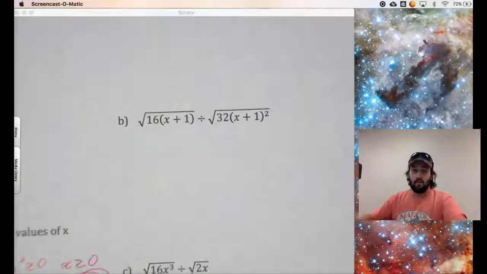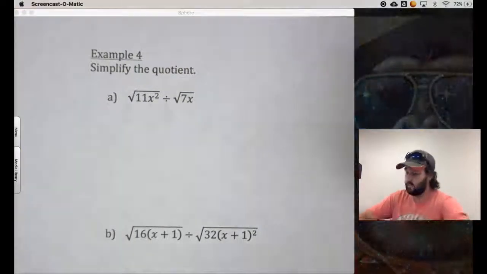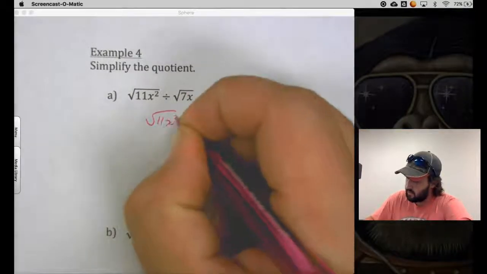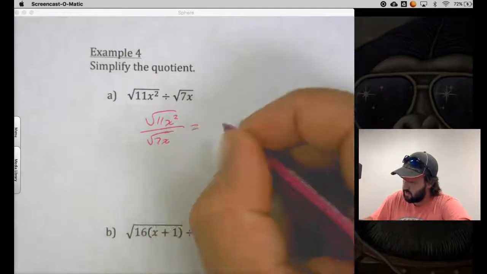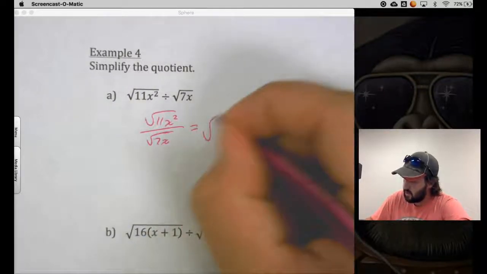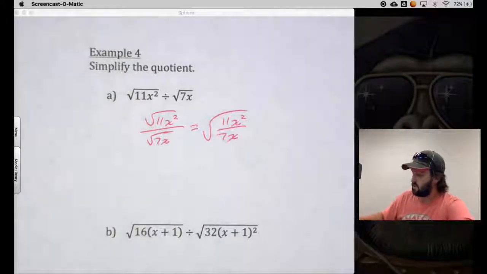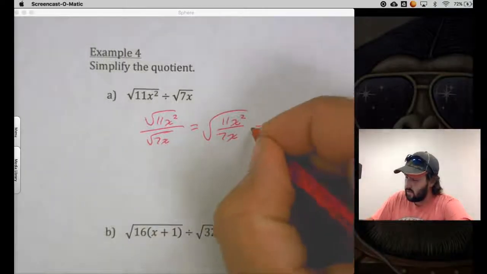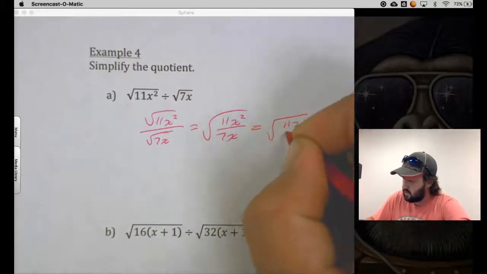All right, moving on now to simplifying the quotient. So we've done a little bit of this in the previous video as well. So just simplifying, square root 11x squared over square root 7x. This would be the same thing as the square root of 11x squared over 7x. So notice the x's divide here, but I'm still going to have a square root of 7 on the bottom. So I will have root 11x over root 7.